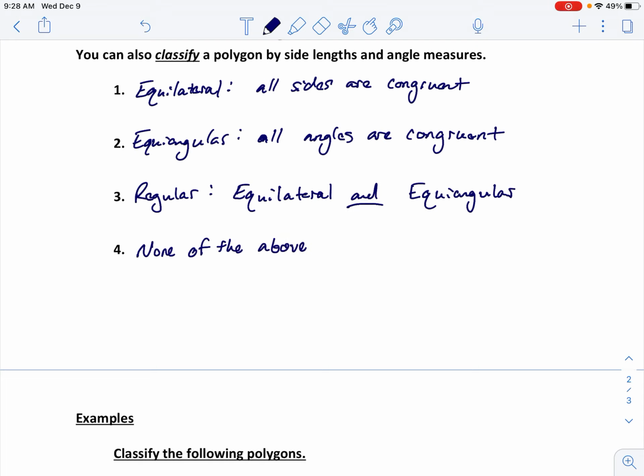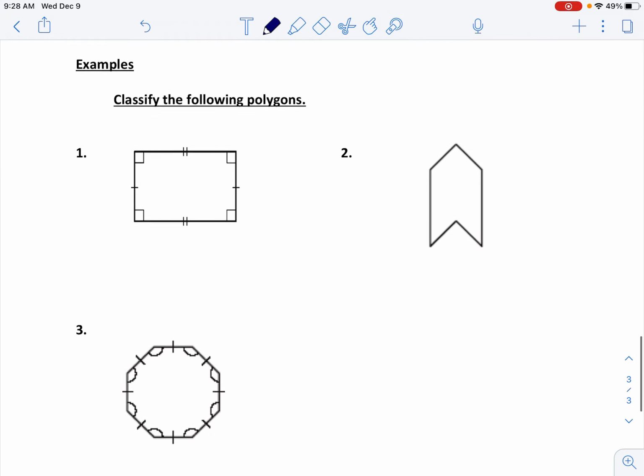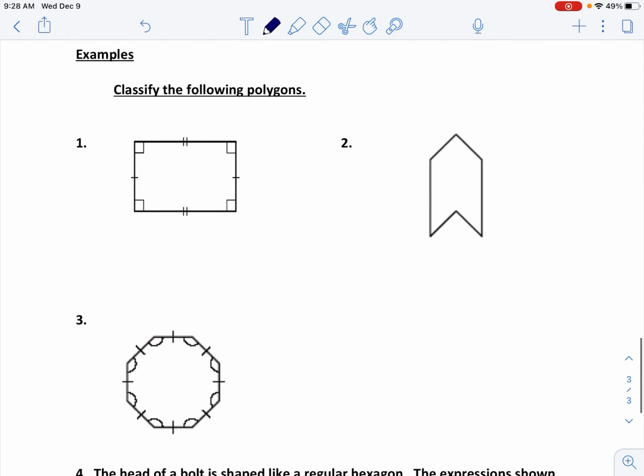So we have talked about 3 different ways we're going to classify polygons. 1, whether it is concave or convex. 2, whether it is a triangle, quadrilateral, basically by the number of sides. And then finally, those side lengths and angle measures. Is it equilateral, equiangular, or regular? So that's exactly what we're going to do on these 3 examples here. We are going to classify those 3 categories.